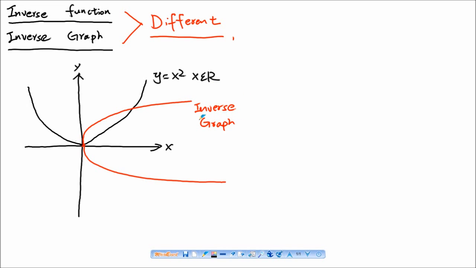Do you guys still remember how to determine whether a graph is a function or not? I did the tutorial in the very beginning of the math method. If you forget it, please watch them again. So the idea is, after we draw the inverse graph, we have to determine whether the inverse graph is a function or not.